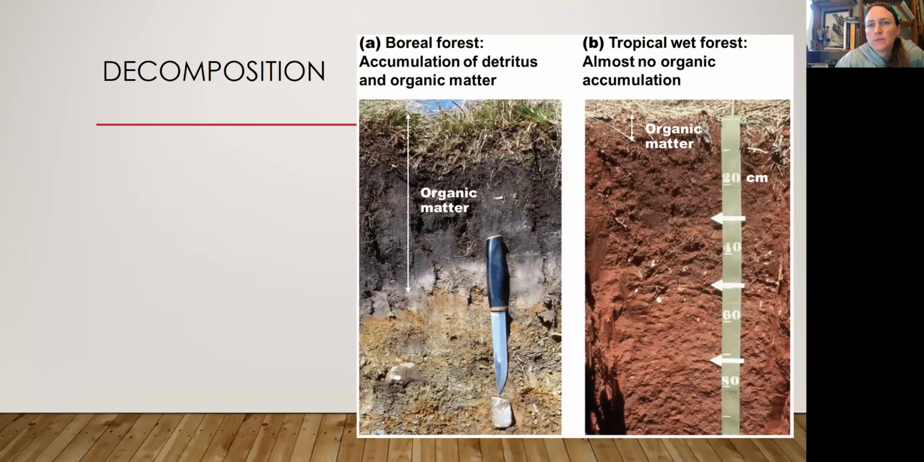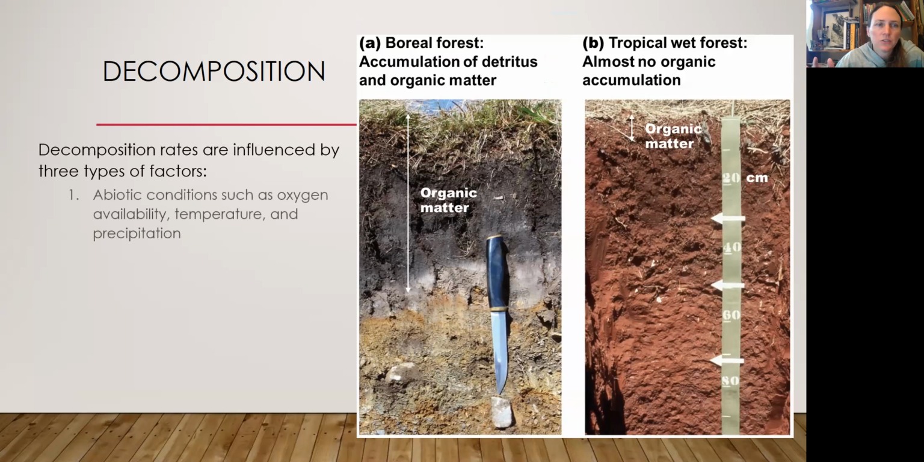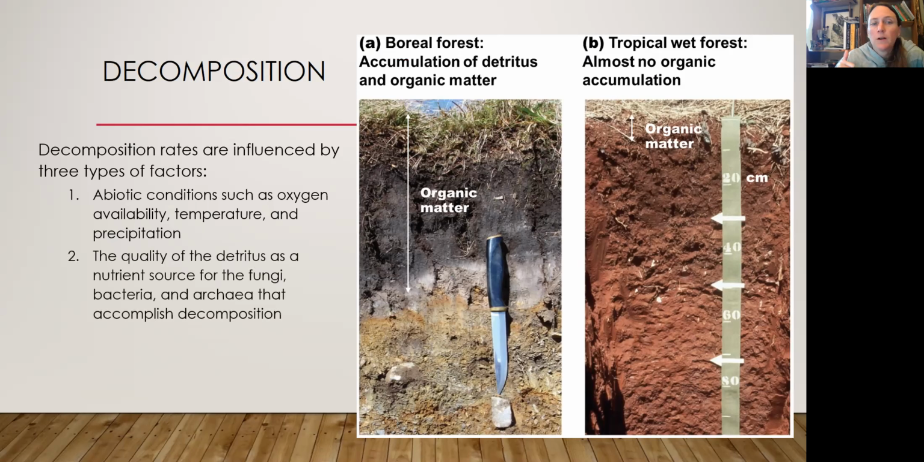Okay, decomposition is a really important factor, mostly because it's a key part of the carbon cycle. And decomposition rates are influenced by three main factors. So abiotic conditions, such as oxygen availability, temperature, and precipitation, but also the quality of the detritus as a nutrient source for fungi and bacteria that are doing the decomposition, and the abundance and diversity of detritivores that are present.